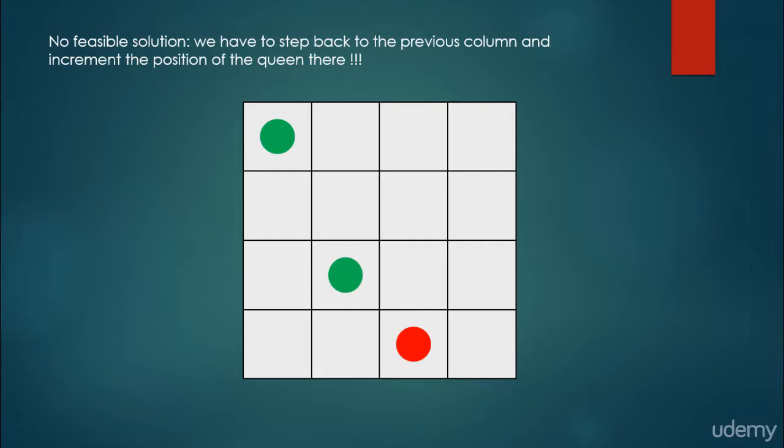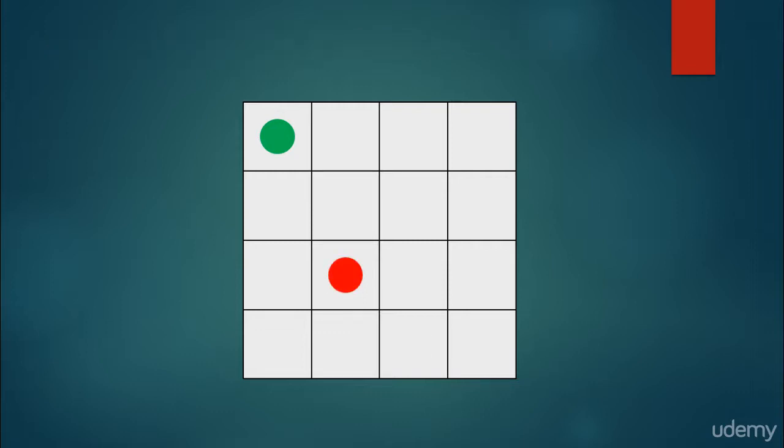We have to step back to the previous column and increment the position of the queen there, and this is why it is called backtracking. We go back because we come to the conclusion that with this situation we are not able to solve the problem. So we go back to this, and we come to the conclusion that we have to increment the position. It is going to be a good solution because the first column queen is not able to attack it.